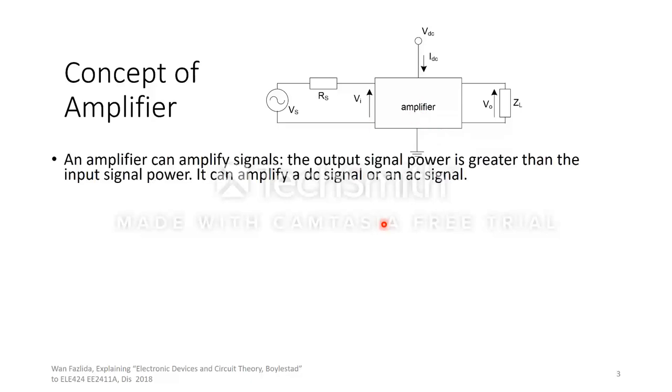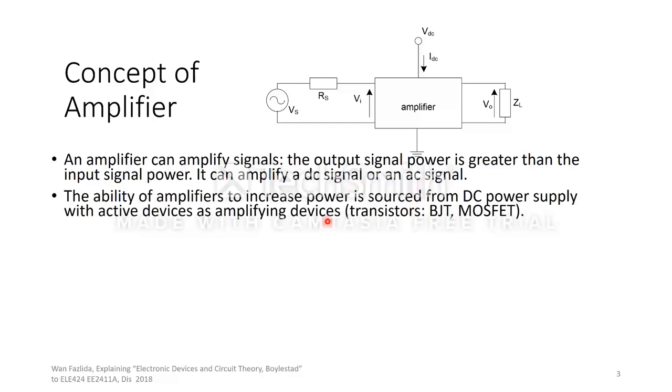So what we're going to have is that an amplifier can amplify signals, and we know that the output signal power is greater than the input signal power. Okay, so it could be voltage, it could be current, or we could be measuring in terms of power itself. It can amplify a DC signal or an AC signal. The ability of amplifiers to increase power is sourced from DC power supply.